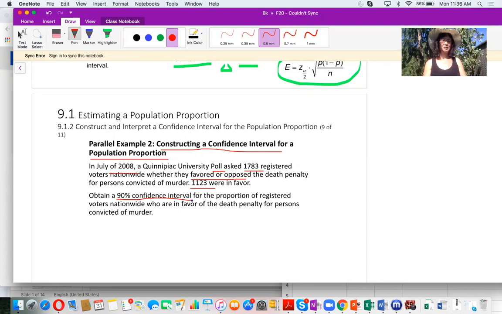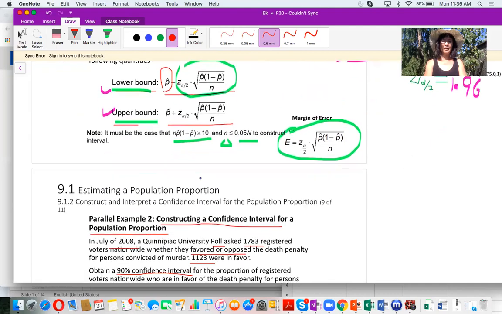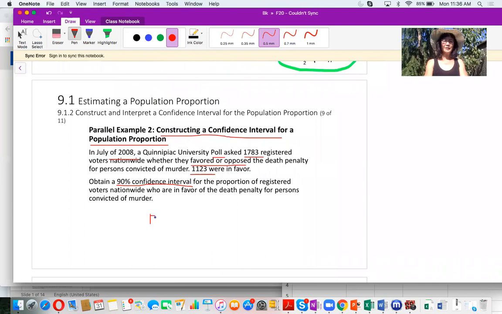convicted of murder. This is a very typical example. Given a sample proportion, how do you construct a confidence interval for a population proportion? Okay. So you just need to use this formula. In this formula, you need to identify P hat. Remember what is the P hat? P hat equal to X over N. X is 1,123. N is 1,783. So you know what is P hat.